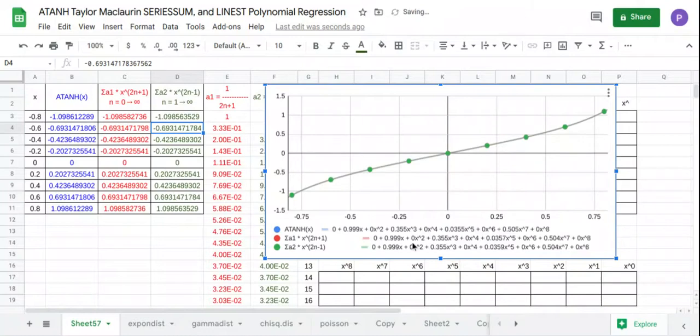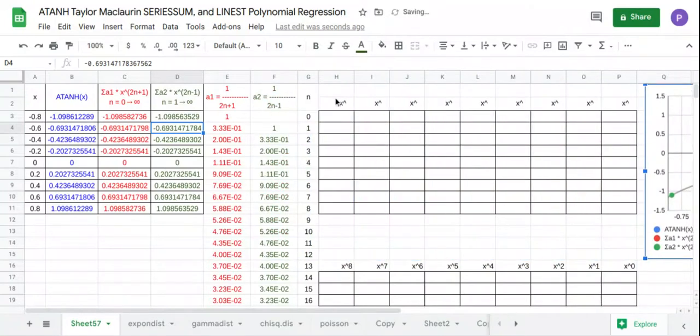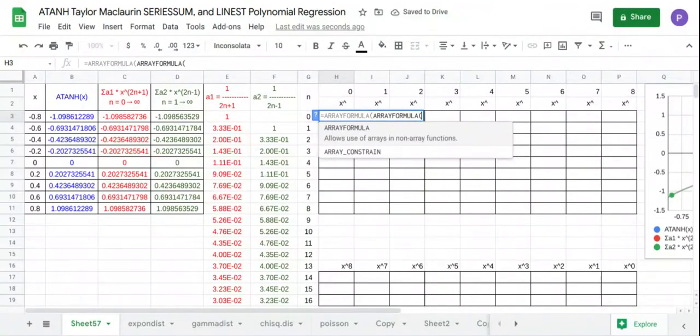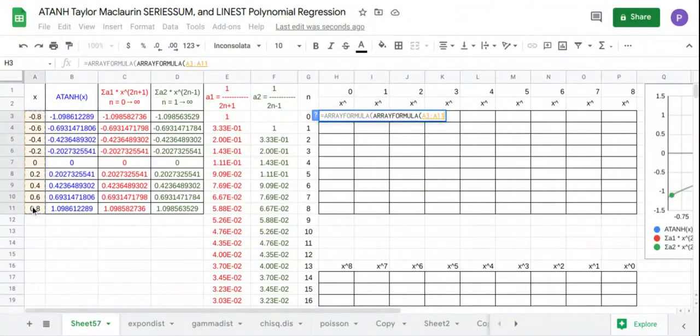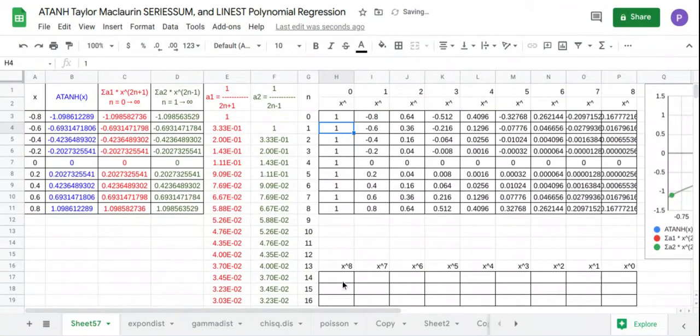We'll calculate this polynomial regression coefficient using LINEST. To do that, we use the LINEST matrix, starting with the power. Transpose 0 to 8. And the elements of the matrix are a formula of the x values raised to the power 0 to 8. Now we calculate the polynomial regression coefficient. So LINEST data y comma data x.